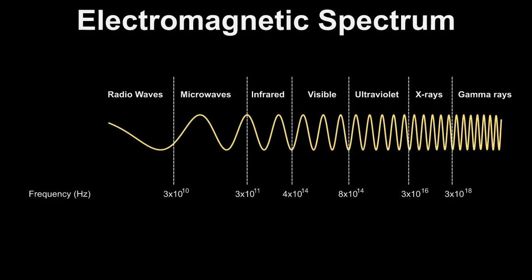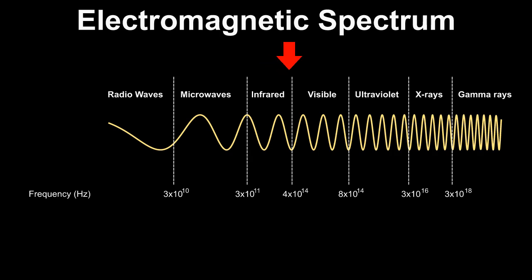Different frequencies of electromagnetic waves have different effects on matter, which gives rise to the electromagnetic spectrum. On the low end of the spectrum, we have radio waves and microwaves that we use for communication. Then we have infrared, which is emitted by atoms when they move around in materials. The more heat a material has, the more the atoms move around and the more infrared radiation they emit.